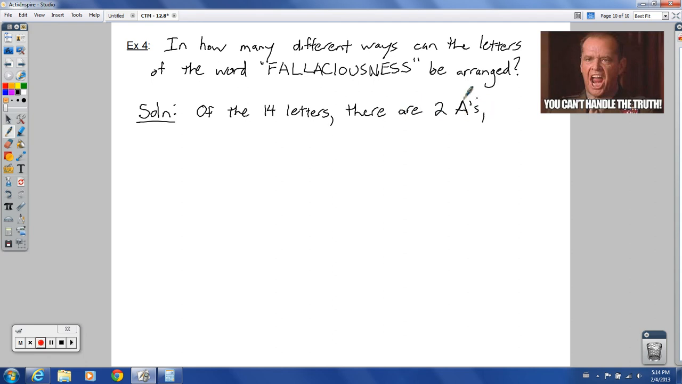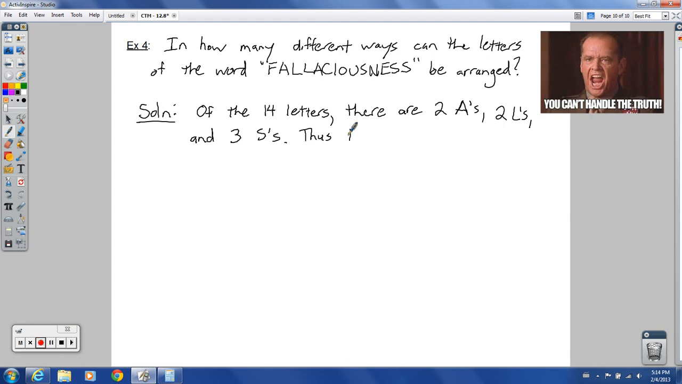I'm looking for repeating ones. There's 2 A's, 1, 2. There are 2 L's, and there are 1, 2, 3 S's. The rest do not repeat. So 2 A's, 2 L's, 3 S's.